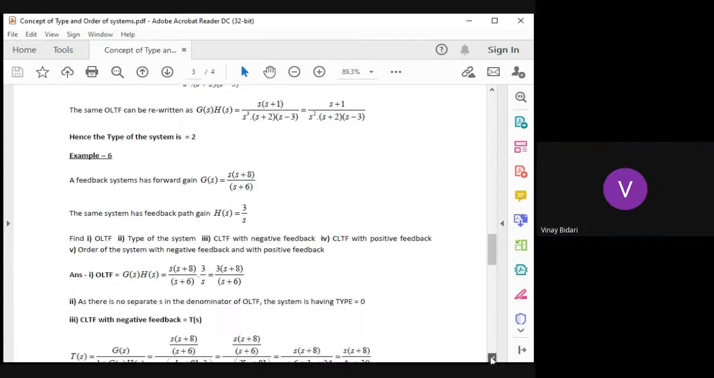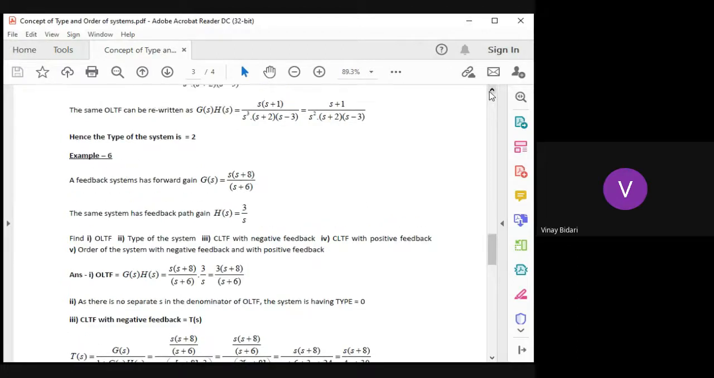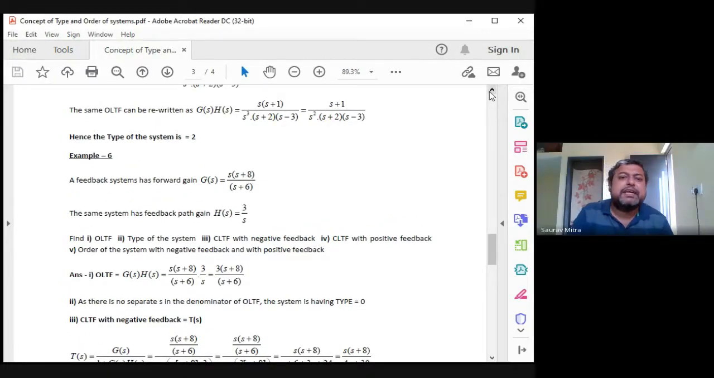Last one. Sir, if G of s into H of s is only given, then how do we calculate the closed loop transfer function? GSHS given, very good question. We will see that if GSHS is given like this, you take it equal to GS, and then HS you take as 1.